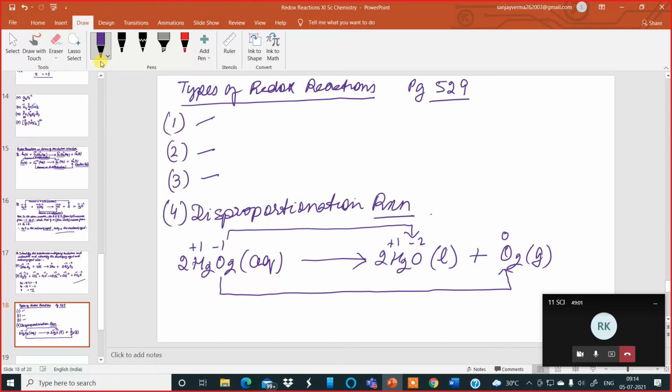So in the second case, the bottom one, if you see very carefully, -1 is becoming 0. So that is increasing, so that is oxidation. And in the top case, -1 is becoming -2, so it is decreasing, so that becomes reduction. Such reactions where the same element is getting oxidized and the same element is getting reduced are called disproportionation reactions.